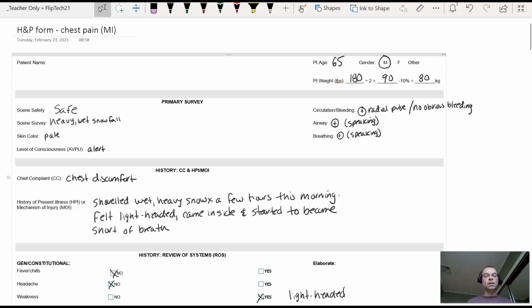When you ask him what brought upon his chest discomfort, he says he was shoveling wet, heavy snow for the past few hours this morning. He felt lightheaded, came inside, and started to become dyspneic.